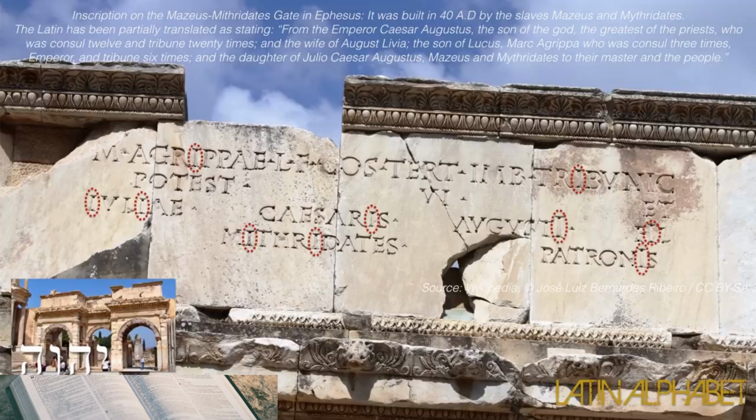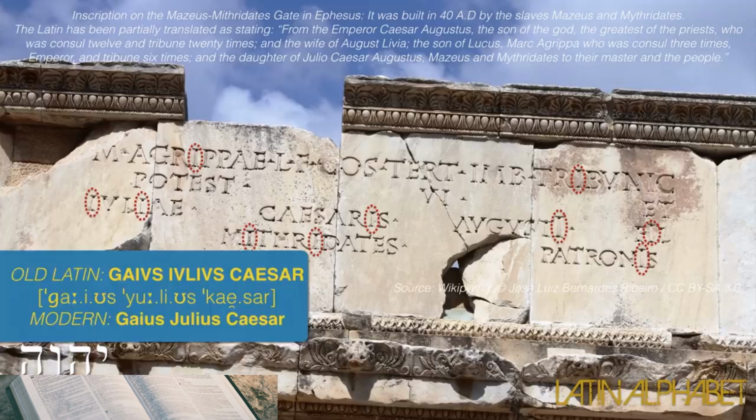This is proof. Gaius Iulius Caesar. Gaius Iulius Caesar. Julius Caesar. Gaius Julius Caesar. Julius Caesar.